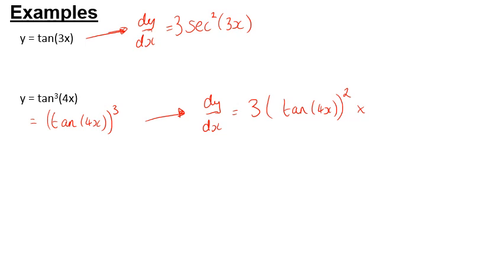So now I've got to differentiate tan of 4x. Well, I know that when I differentiate tan, it becomes sec squared. So tan of 4x becomes sec squared of 4x. But I also need to times by the differential of the bracket, which is 4. So there's a lot going on in that question. Let's see if we can write that in a nicer way. 3 times 4 is 12. And then I've got a tan squared of 4x and also the sec squared of 4x.